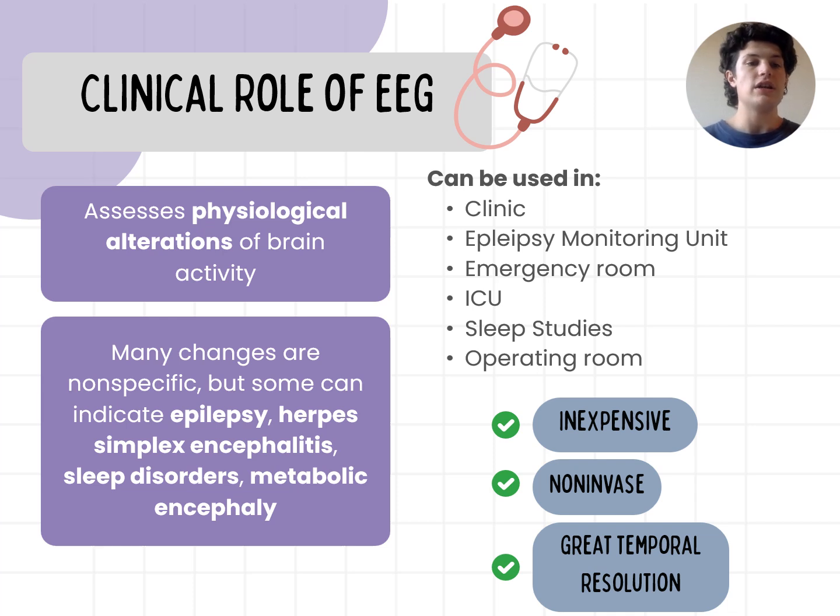So, the clinical role of an EEG: health professionals use EEGs to assess physical alterations of brain activity. Now, many of these changes in brain activity are non-specific, but some can help indicate epilepsy, herpes simplex encephalitis, sleep disorders, and metabolic encephalopathy. These can be used due to the EEG's inexpensive cost, its non-invasive nature, and its great temporal resolution. It's used in many medical practices, such as clinics, epilepsy monitoring units, emergency rooms, ICUs, sleep studies, and operating rooms.